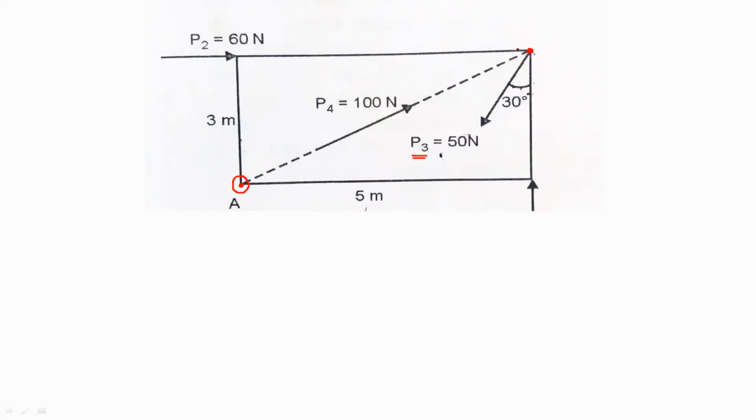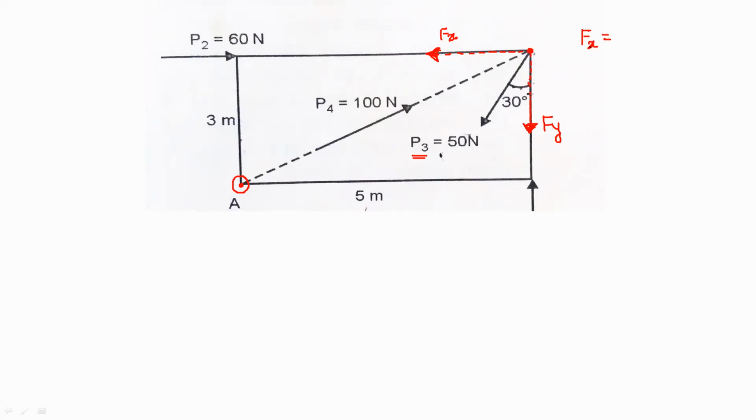Okay. So I will resolve this 50 Newton like this. I will assume this vertical line as a y-axis and this horizontal line as a x-axis. So this component along the y direction will be Fy, and this component along the x direction will become Fx. Now we have to find out the component values Fx and Fy.